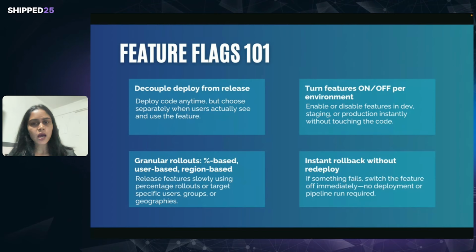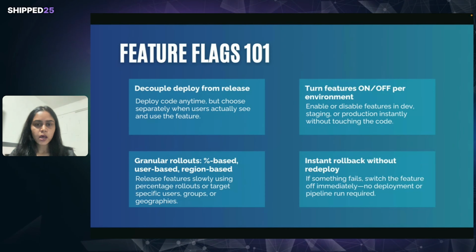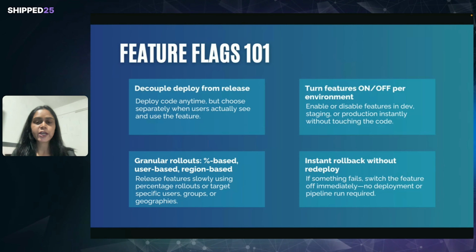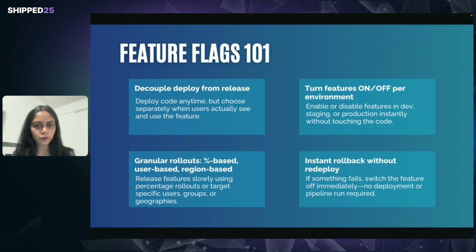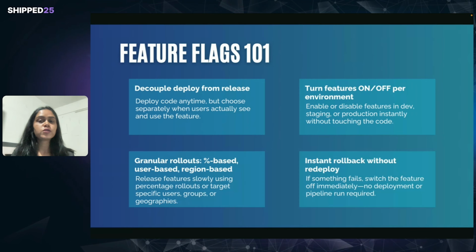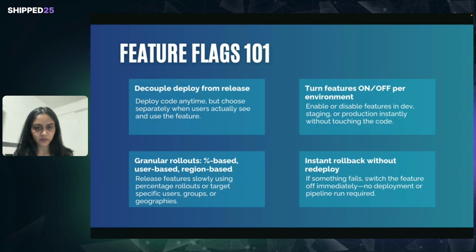Feature flags are one of the simplest yet most powerful tools for safe deployments. The core idea of feature flags is that you can deploy your code anytime, and you can decide separately when your users should actually see the feature. This is very interesting, at least I found it very interesting. You can deploy your code, but you have the freedom to decide when your users should actually see the feature. These feature flags completely change how your teams are working.